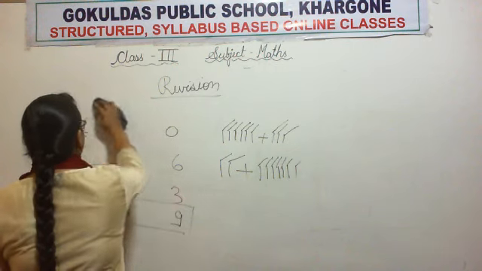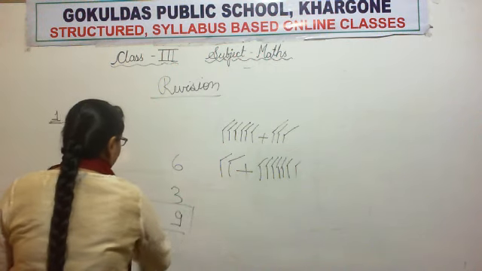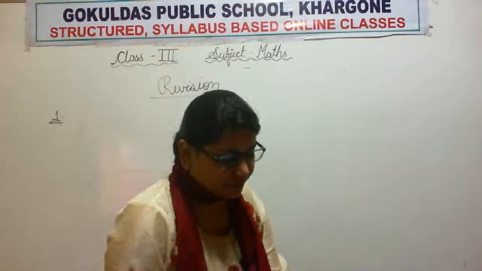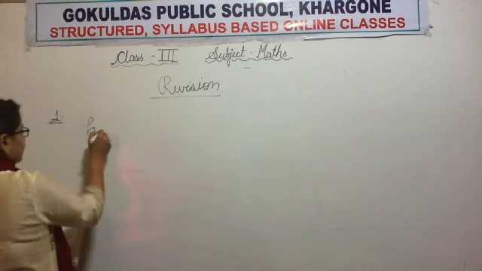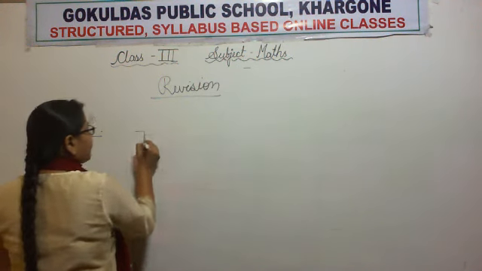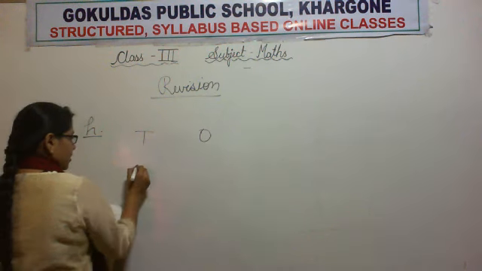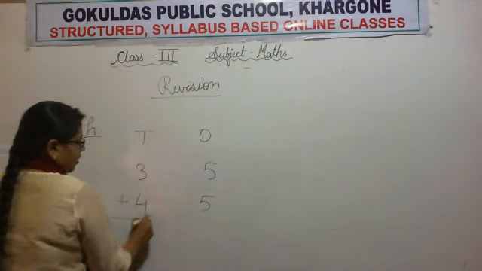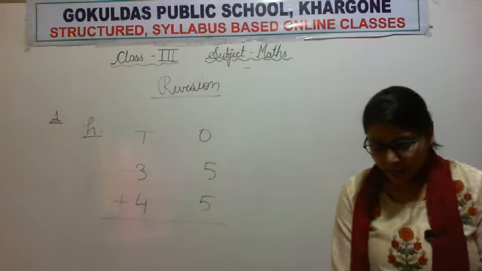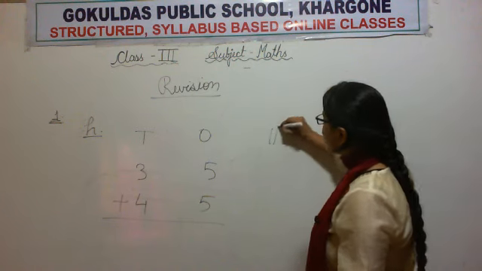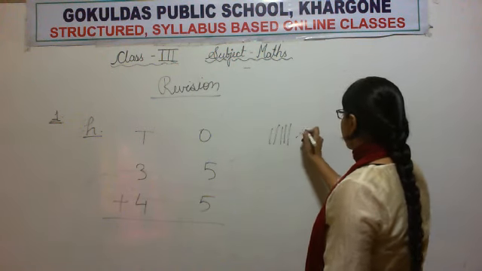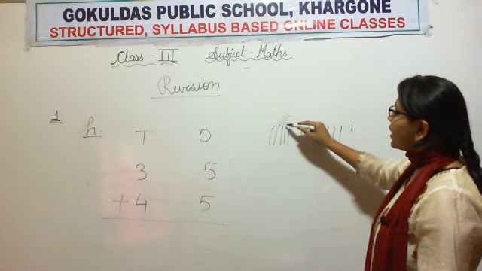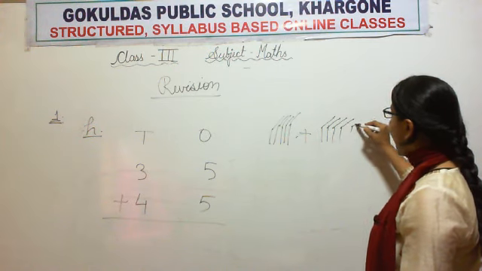So the last part of question number 1 of revision questions, let's do that one also. Again we will write tens and ones, 35 and 45. 5 ones and 5 ones, let's add ones and ones. So 1, 2, 3, 4, 5 plus 1, 2, 3, 4, 5. Let's count how many sticks are there. 1, 2, 3, 4, 5, 6, 7, 8, 9 and 10.